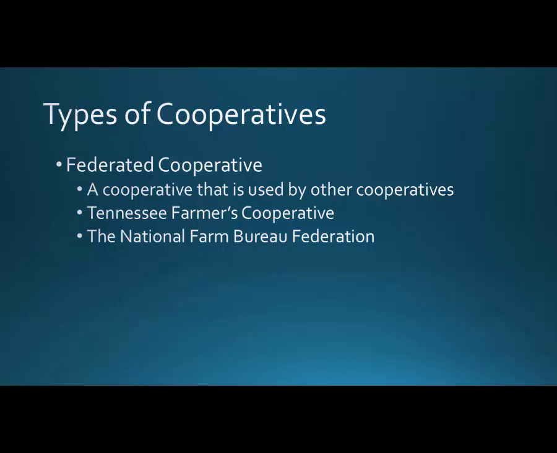Consider the Tennessee Farmers Cooperative. Your local farmers cooperative in your county is actually a member, a user, a patron of the Tennessee Farmers Cooperative. They get their product from the Tennessee Farmers Cooperative so they can turn around and supply that to the farmers in their local county.